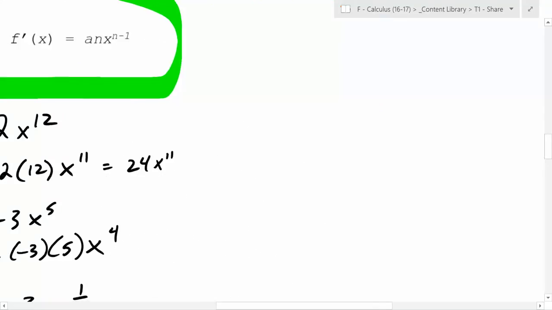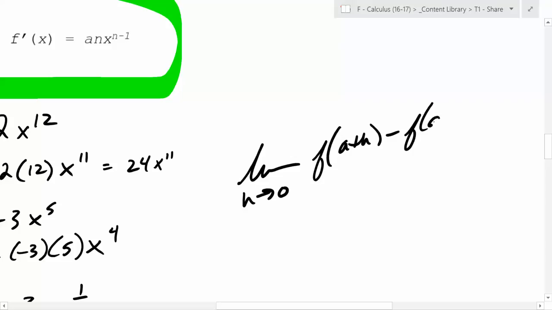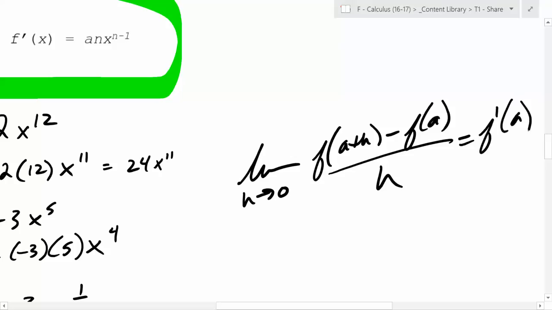Don't look at the board. What's the limit definition, Noah? Limit as h goes to 0 of the function of a plus h minus the function of a, all over h. And this is equal to f prime of a, right? Yeah, having a good time over there.